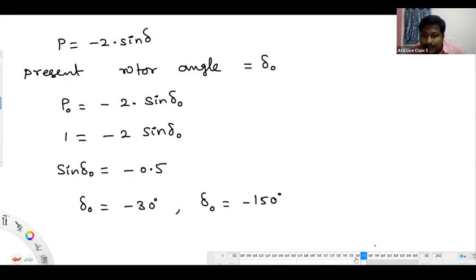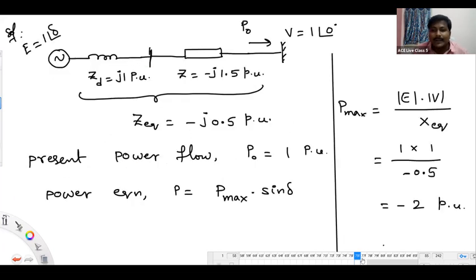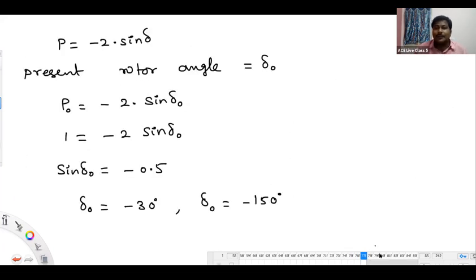Which option do we have in the ABCD given? Both. Minus 150 you have, as well as minus 30 also we have. And we have to choose one among these two. See, actually, he asked, what is the stable rotor angle made by the alternator with respect to infinite bus? At which angle will the system be stable? That's the question.